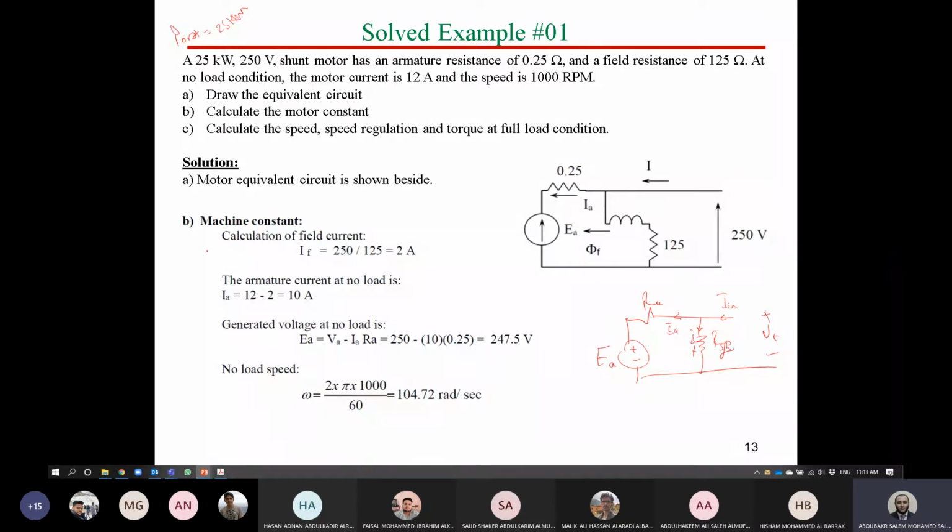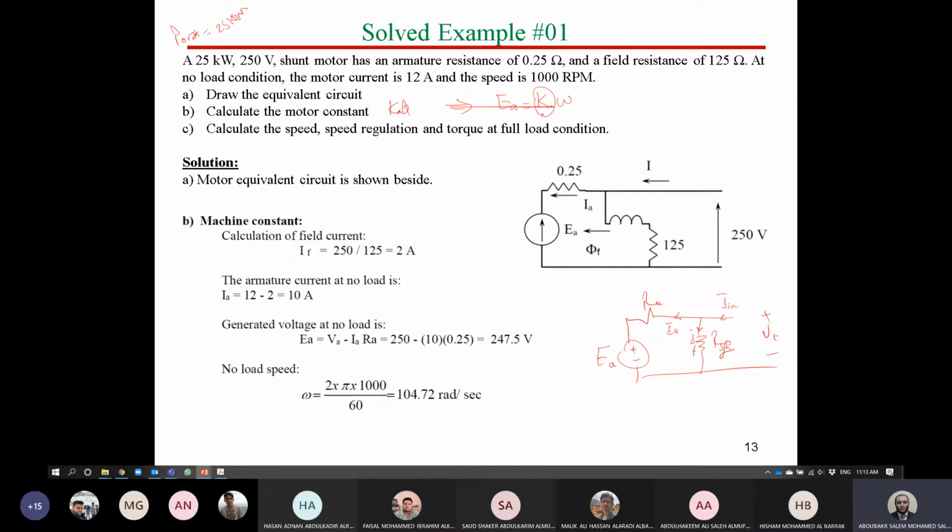Now, part B, calculate the motor constant. Motor constant, which is Ka phi. This is called motor constant. We discussed recently. It can be summarized as EMF or EA equals Km multiplied by omega, and Km is called the motor constant, which is nothing but Ka multiplied by flux. So we need now to calculate the motor constant.